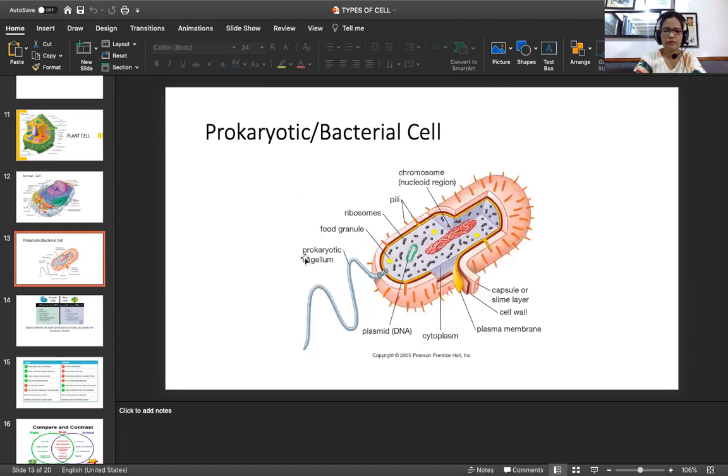Okay, now let's go for the prokaryotic or bacterial cell. If you see the prokaryotic or bacterial cell, it is very simple. But despite the fact that it was so simple, I think this is the most dangerous kind of cell because it can really kill people. It can kill organisms. Okay, so you see it's made up of capsule or slime layer. It's a cell wall at plasma membrane, no? As compared, hindi nga lang ganun kakomplikado yung kanyang plasma membrane.